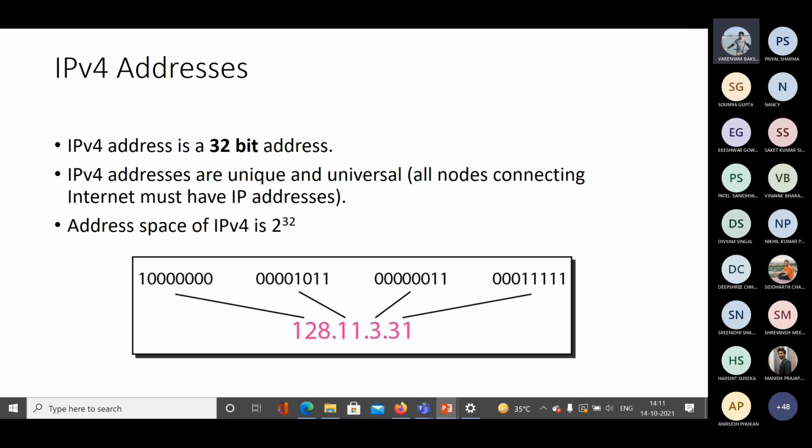So yes, this is the IPv4 addressing that we are looking at. It is said that IPv4 addresses are unique and universal. That means all the nodes connecting to the internet must have IP addresses. The address space for IPv4 would be 2^32 because we have a 32-bit address. Now we will see, with this kind of requirement and availability of addresses, what challenges we are going to face with IPv4.